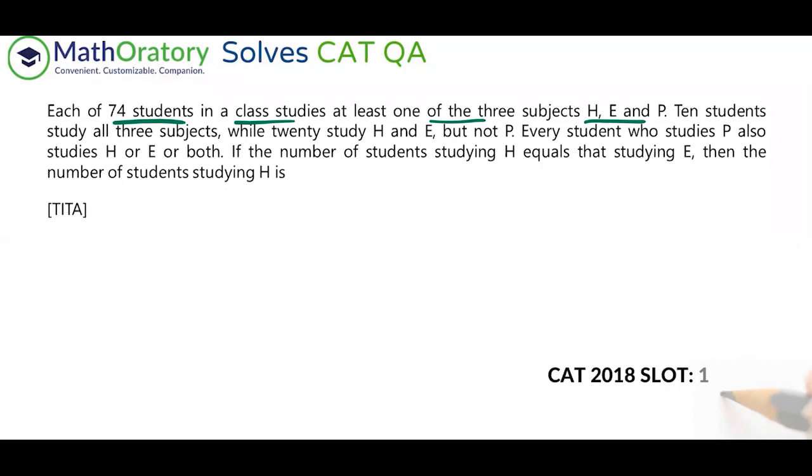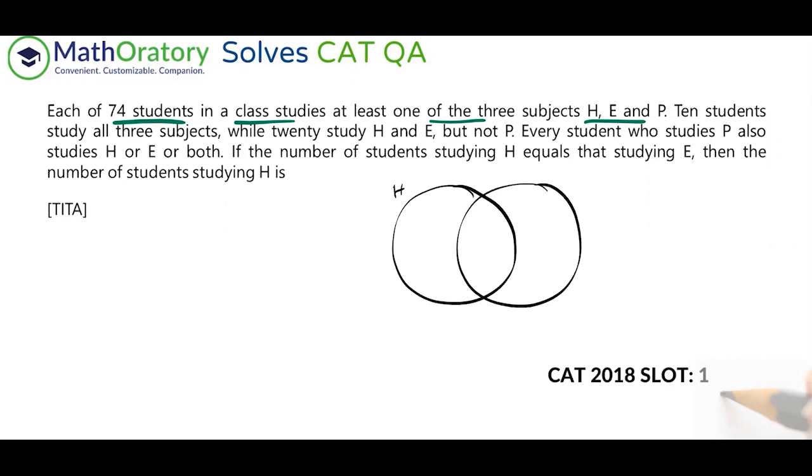Now, what is the information given? 10 students study all the three subjects. All the three is given. So I'm very confident about this set now, because that is the most important part of any Venn diagram. So let me just quickly draw the circles here. Let's say this indicates H, this indicates E, and this one indicates P. And we know the total of 74, so I'll just mark that separately.